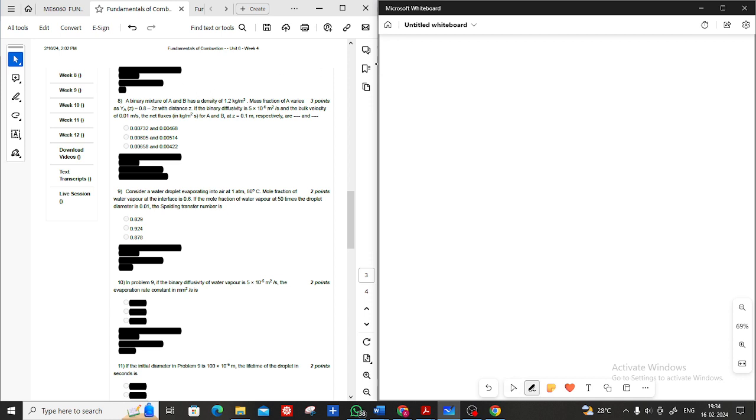Suppose that there is a flow, and in that some bulk mixture is flowing, in which there are two gases, A and B. Now the mass flow rate of A is equal to the mass flow rate of A due to bulk motion plus the mass flow rate of A due to diffusion.